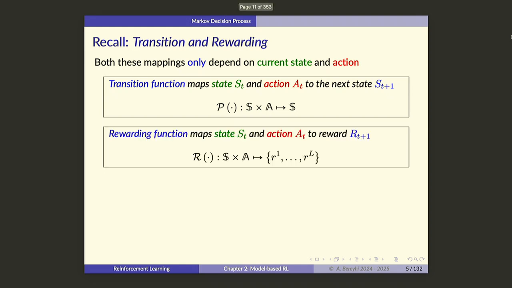Same thing is for the rewarding function. So it's going to look at your current state and current action and going to explain to you what is the reward, right? What is the chance of every single reward that you could get. And you can just represent these two random mappings using a conditional distribution, right?